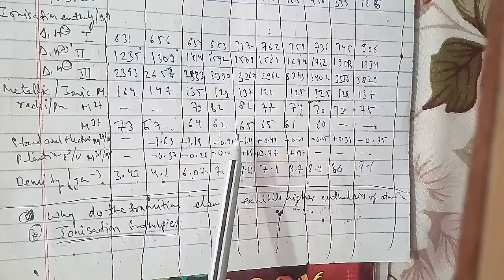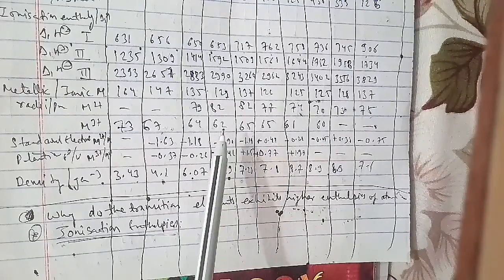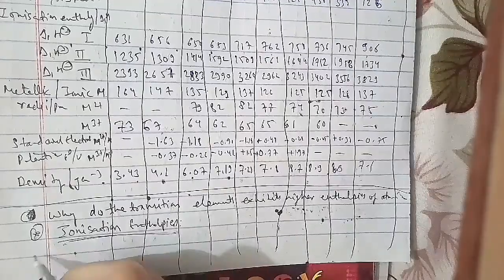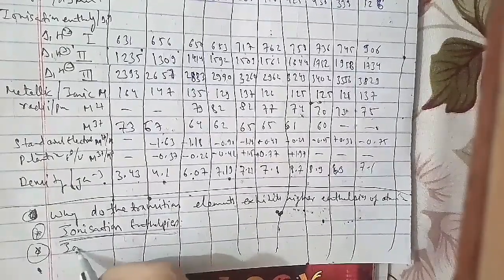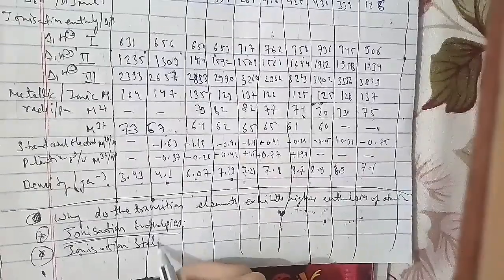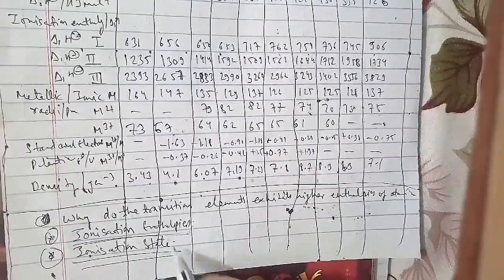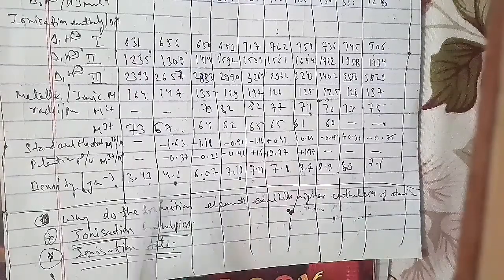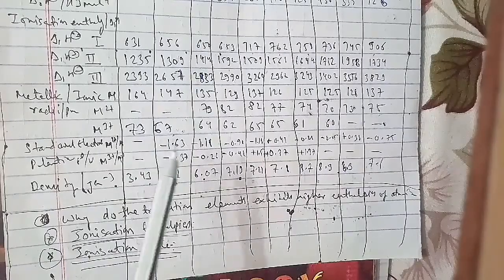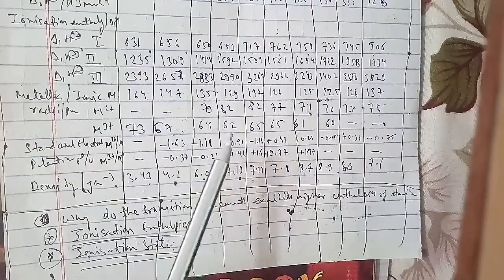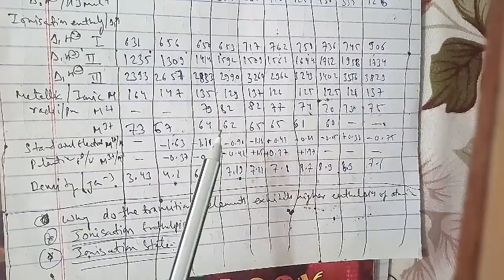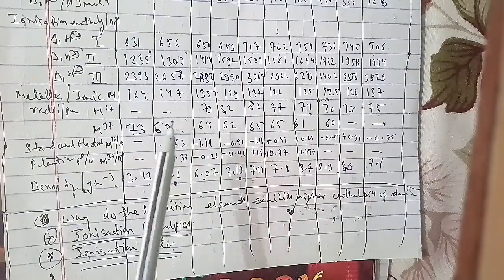One of the notable features of the transition elements is the great variety of oxidation states they may show in their compounds, and we'll discuss the common oxidation states of the first row transition elements here. The most common ones are in bold letters. For Sc, we have +3. For Ti, we have +2, +3, but the most common is +4, which is stable.